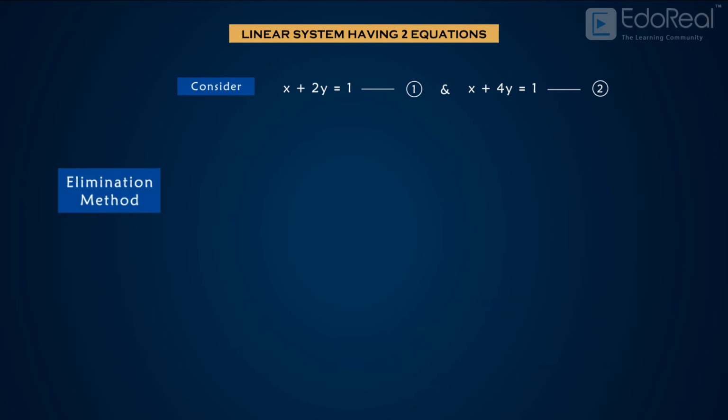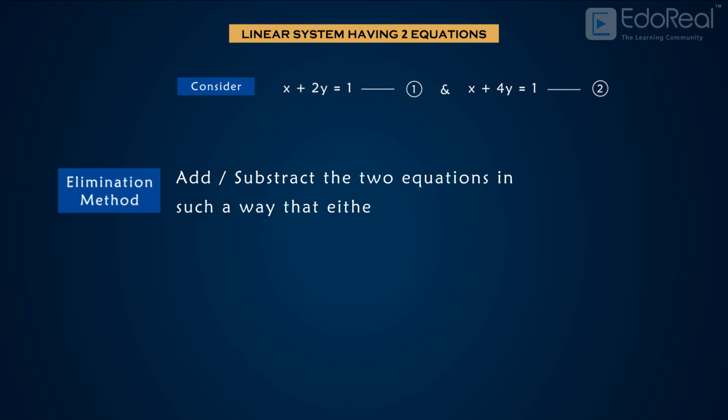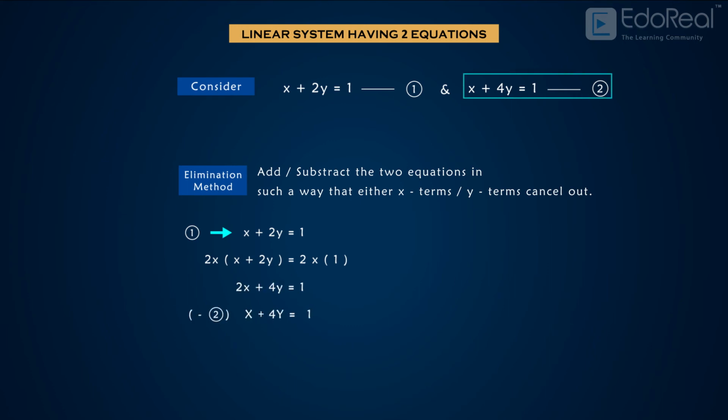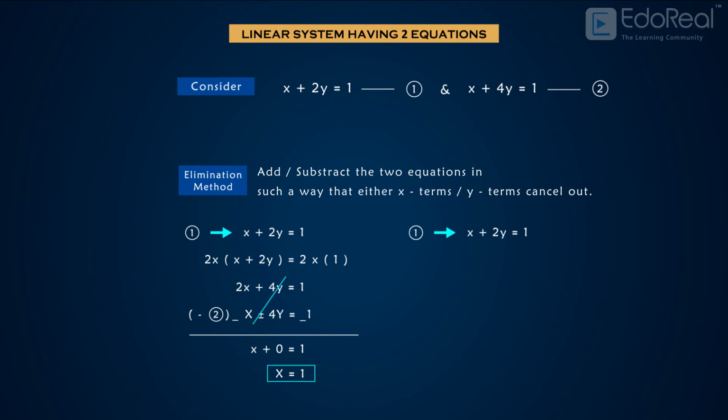In the elimination, or addition, method, we will add or subtract the two equations in such a way that either the x terms or y terms cancel out. So, let us take equation 1 and multiply it by the constant 2 on both sides. Now, subtract equation 2 from this equation. Then, the y terms cancel out, and we get x = 1. By substituting the x value in either of the equations, we get the value of y. So, the solution for the given system is x = 1 and y = 0.